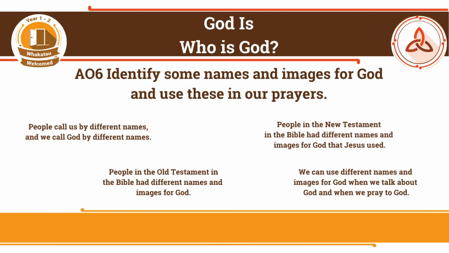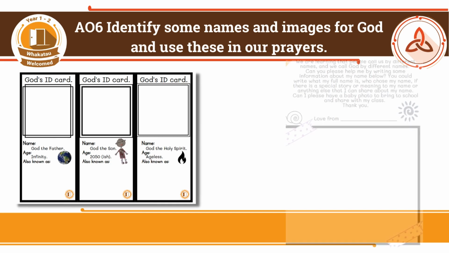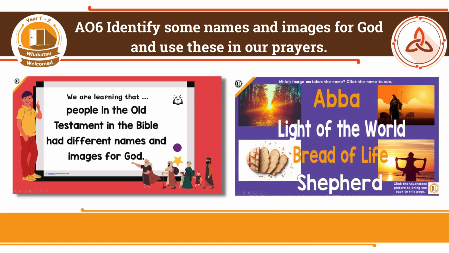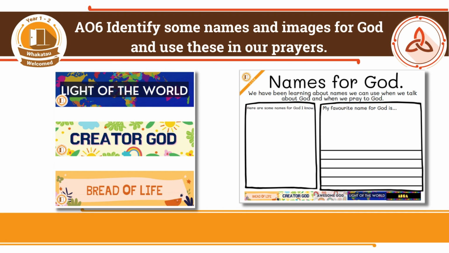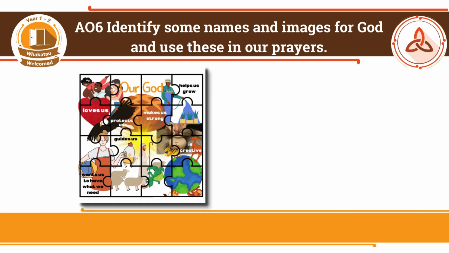AO6 is identify some names and images for God and use these in our prayers. Throughout this AO, children will explore how our names are important with a connection to whānau at home. We'll learn that there are different names for God, some taught in the Old Testament and some that we've been taught by Jesus. There are plenty of bright and beautiful resources to explore. Most can be printed to use throughout the year in your prayer time.